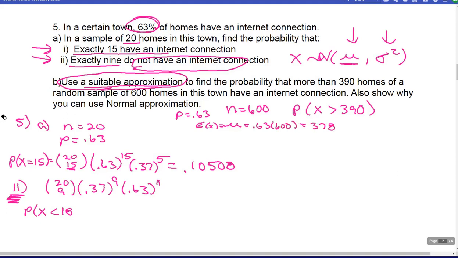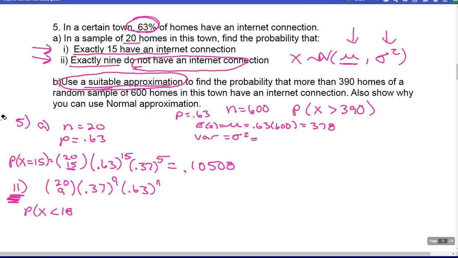And then how do I find the variance? You do n times q, right? I'm going to do n times p times q, or 1 minus p. All right? So in this case, do you see how 378 is n times p?